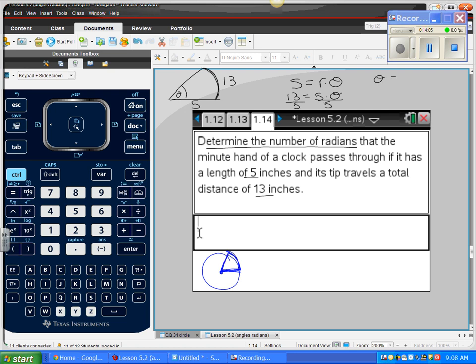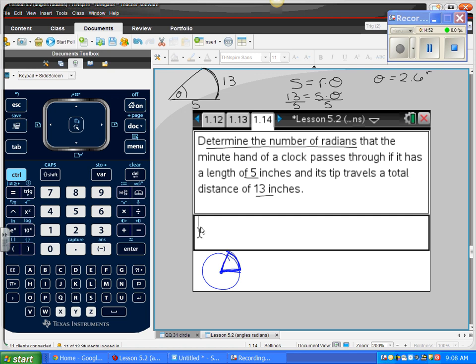Go ahead, put that in your calculator and see what you get. 2.6. Not inches, radians, sorry. Are radians always going to be in terms of pi? No, they're going to be in decimal as well. So this is 2.6 radians, and that's your angle measure, theta. It's in your pi key.